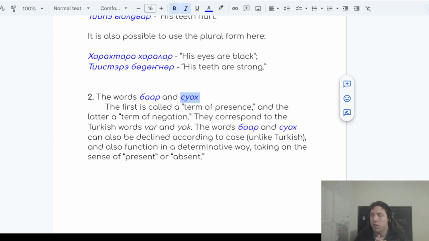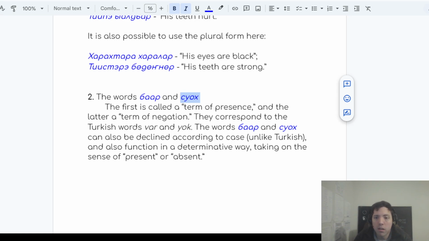Wait, what was the third one? So bar is to have, there is, or to exist. Such is to not have, there ain't, or to not exist. Okay, so it's used in possession sentences. I have, he has, etc. It's used for there is. It's used for a lot of stuff.